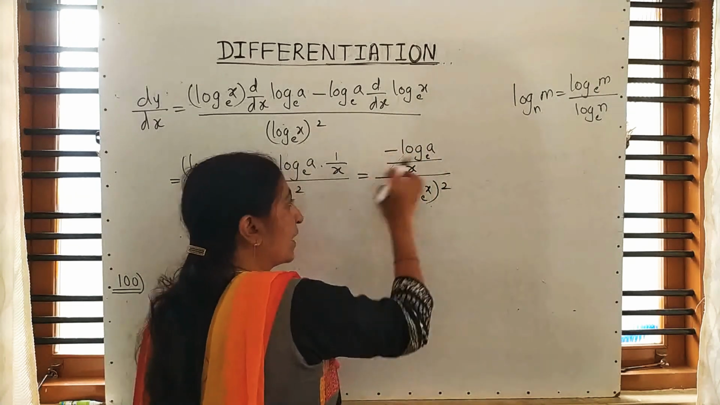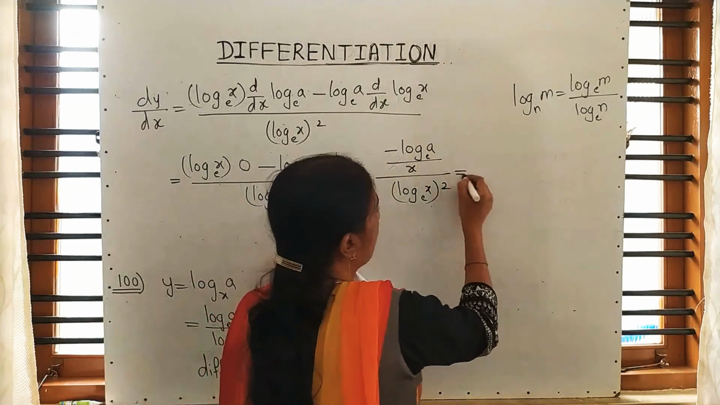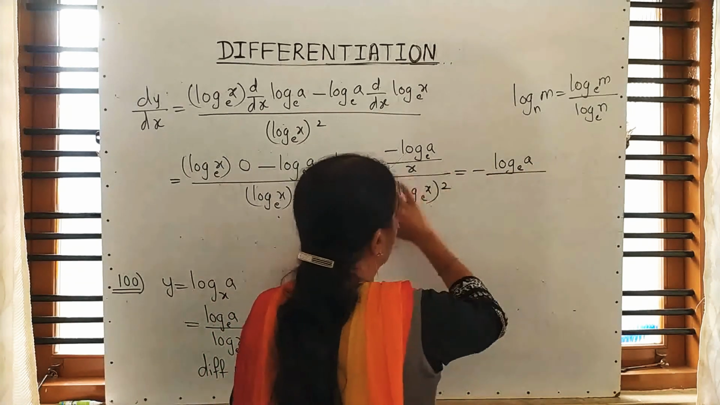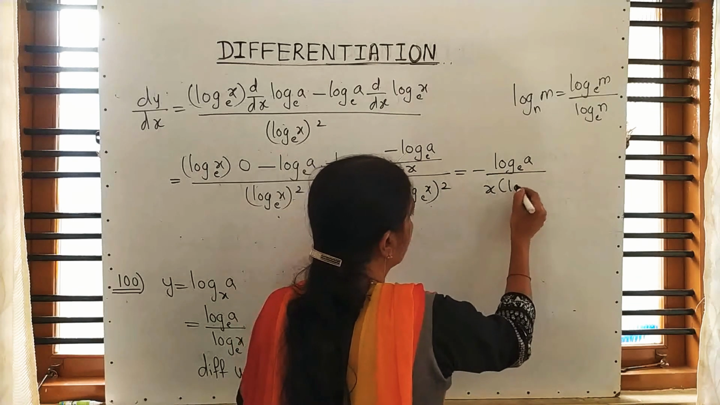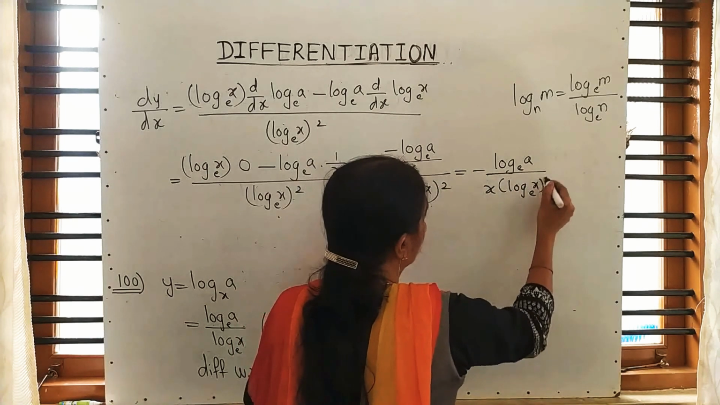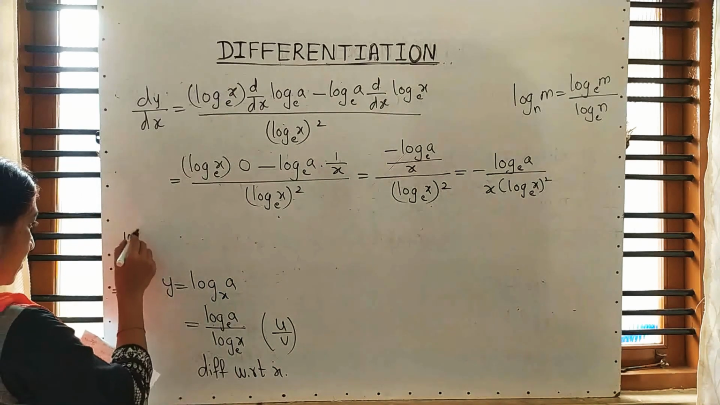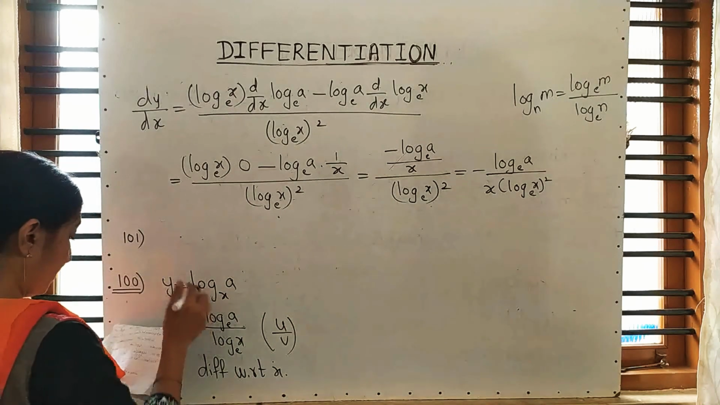And this is a fraction. It is present in the numerator. So it will be written as log a to the base e, and x comes in the denominator. So this is the answer. Is it interesting or what? Next question, question number 101.